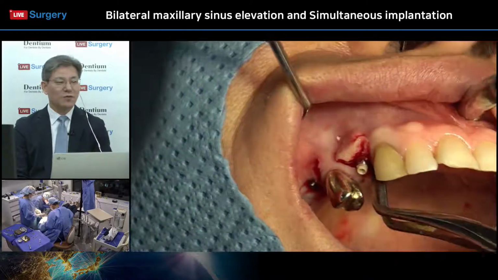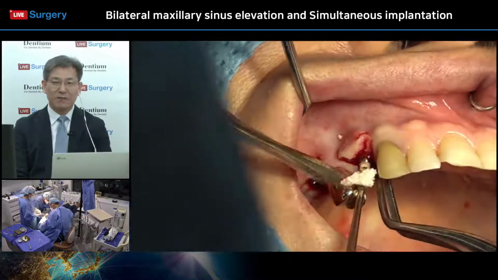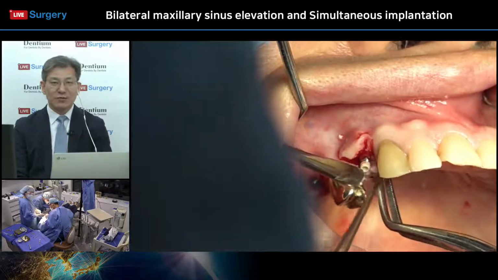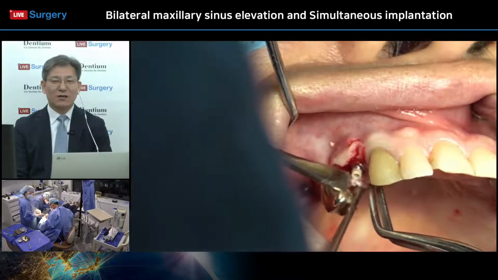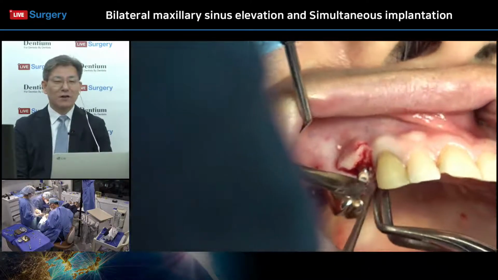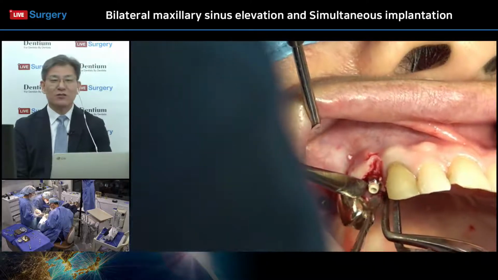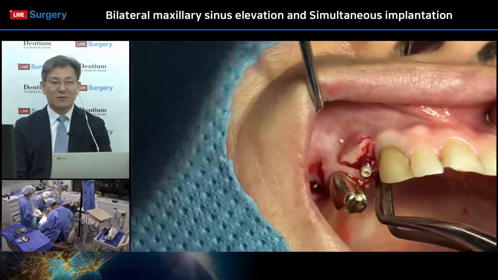Actually, this augmentation procedure is a little bit different from the GBR procedure. GBR procedures always expect new bone formation after the procedure, but this contour augmentation concept is a little bit different.